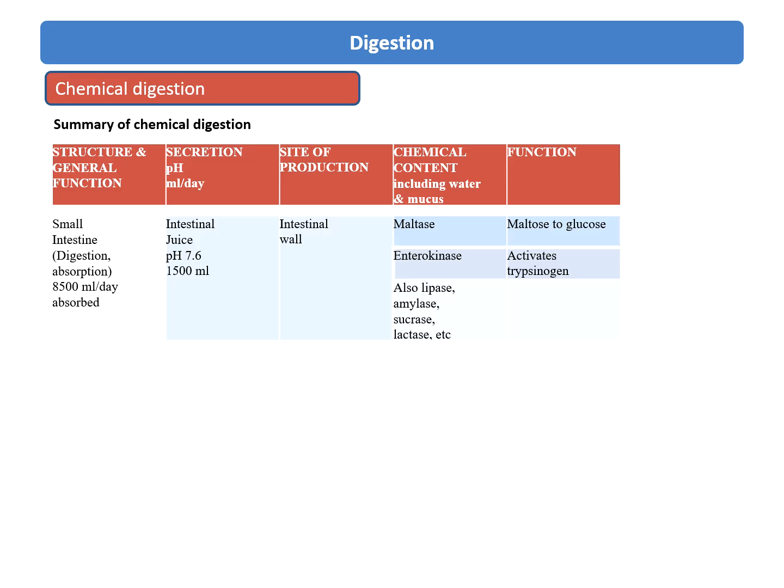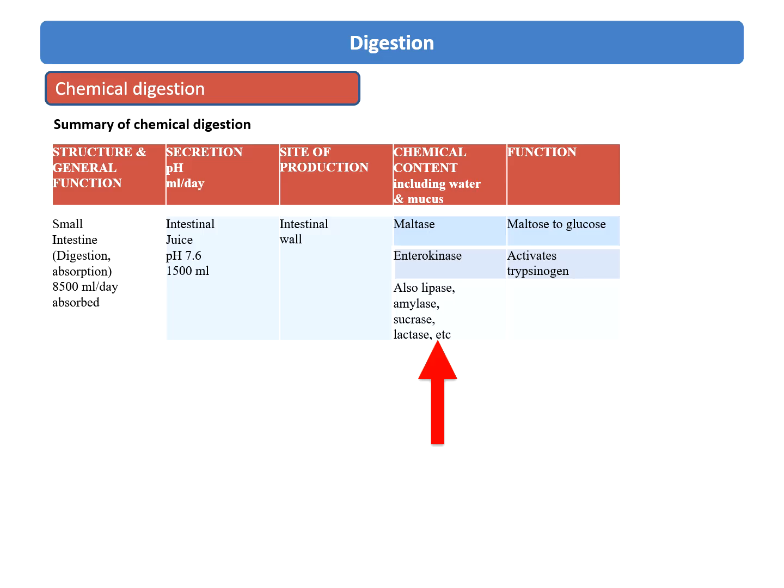The next structure is the small intestine. It carries out digestion and absorption. It's probably the most important component in digesting and absorbing the food materials. Roughly 8,500 milliliters a day is absorbed. The secretions in the small intestine include intestinal juice, pH of about 7.6, roughly 1,500 milliliters a day is secreted. The juice is produced by cells in the intestinal wall.